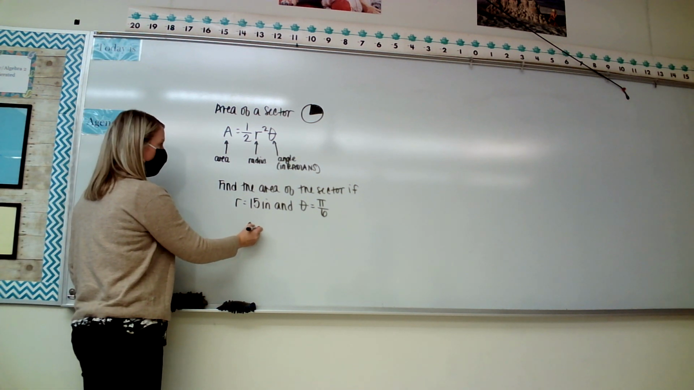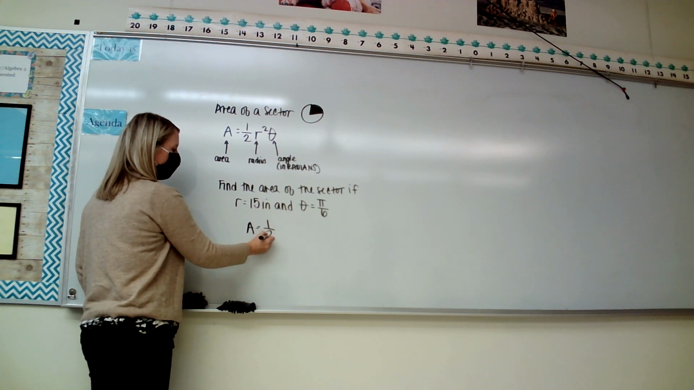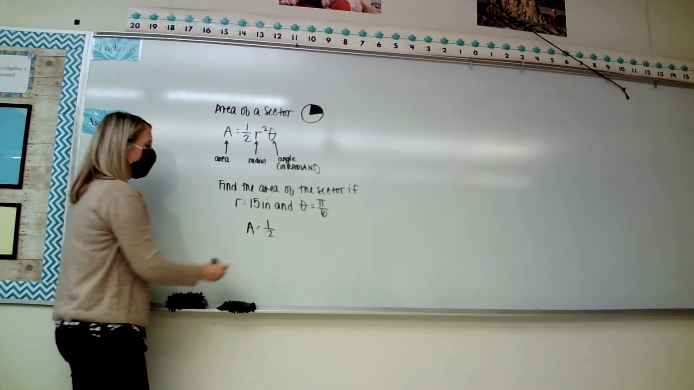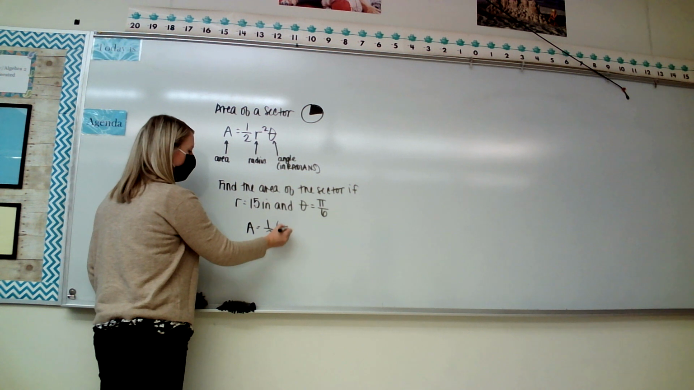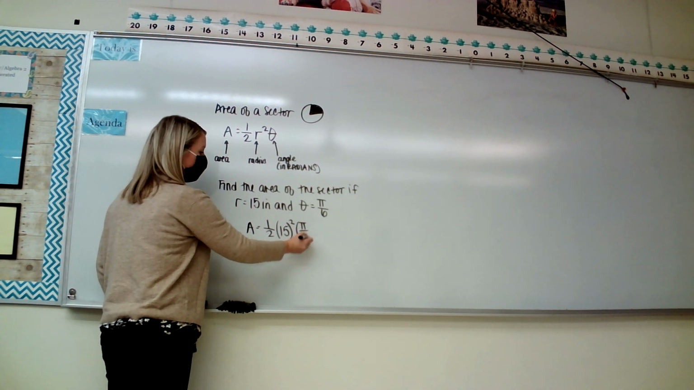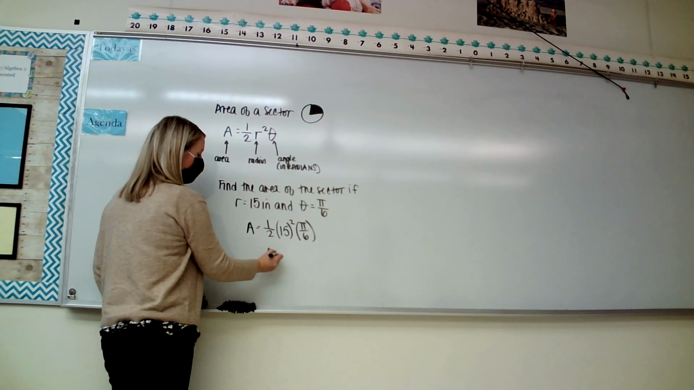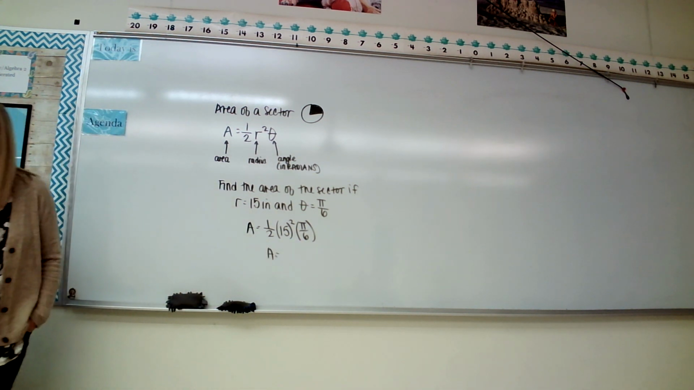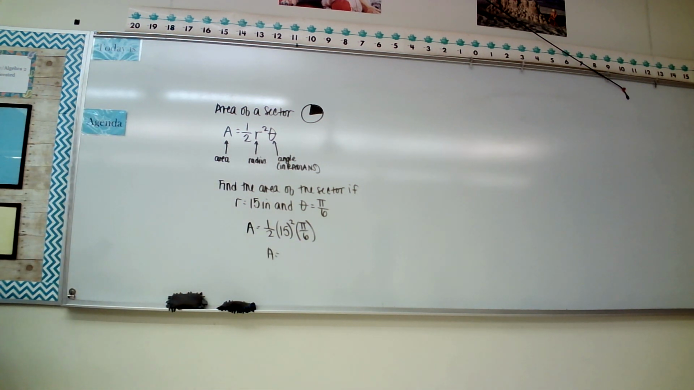So I just use my formula, 1/2. In my calculator, I just do 0.5 times R squared, so 15 squared, and then times pi over 6. That's basically exactly what I'm plugging in. So I just do that in one step and see what I get. I'm going to grab my calculator. Remember, we're going to use our pi symbol in our calculator.